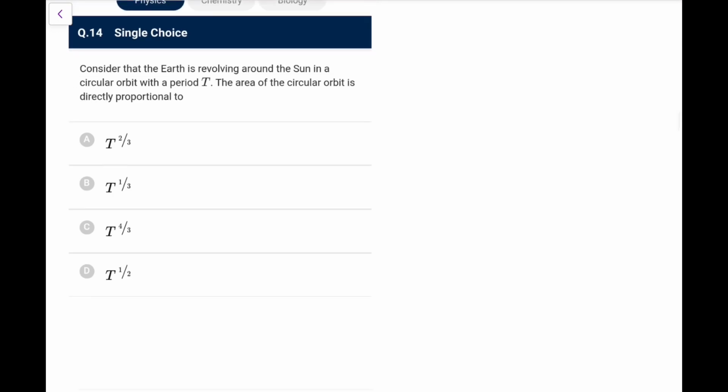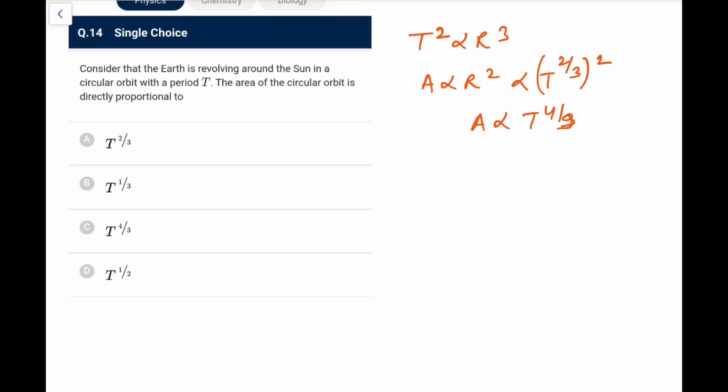consider the earth is revolving around the sun in a circular orbit with a period T. The area of the circular orbit is directly proportional to, okay, so it is revolving around the sun in a circular orbit. Now the area is directly proportional to, T square would be proportional to r cube, area is proportional to r square, and r is proportional to T to the power 2 by 3, so it becomes T to the power 2 by 3 whole square. So area is proportional to T to the power 4 by 9, I can say. Wait a minute, 2 by 3 whole square, not 4 by 9, sorry, it would be 4 by 3. It would be the wrong one to do on my part, so it would be T to the power 4 by 3. So go for option C here.